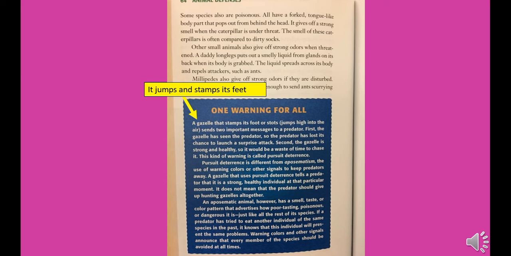Pursuit deterrence is different from aposematism, the use of warning colors or other signals to keep predators away. A gazelle that uses pursuit deterrence tells a predator that it is a strong, healthy individual at that particular moment. It does not mean that the predator should give up hunting gazelles altogether.